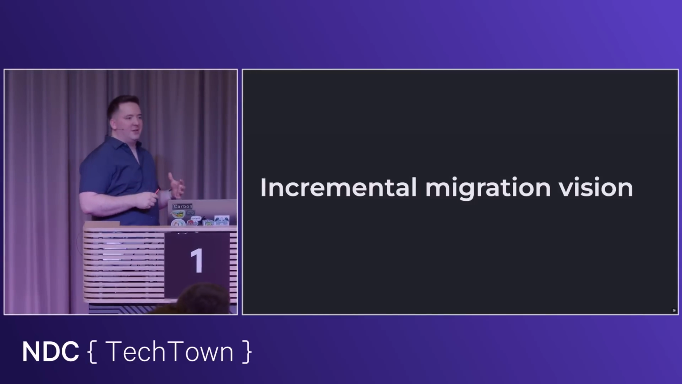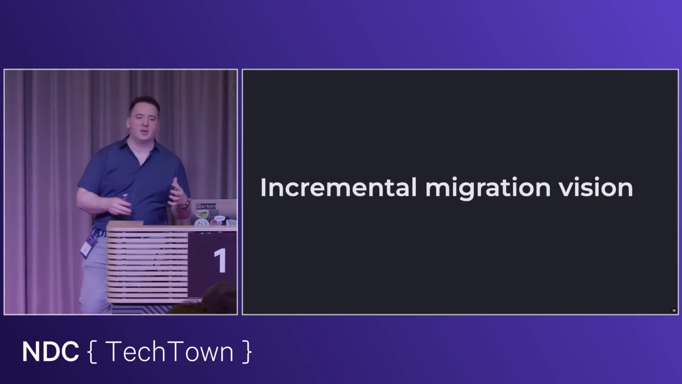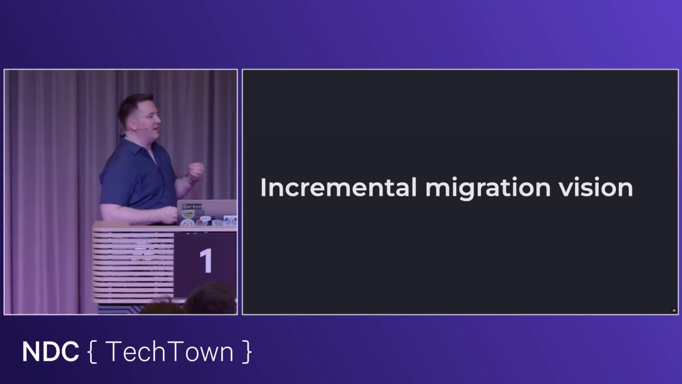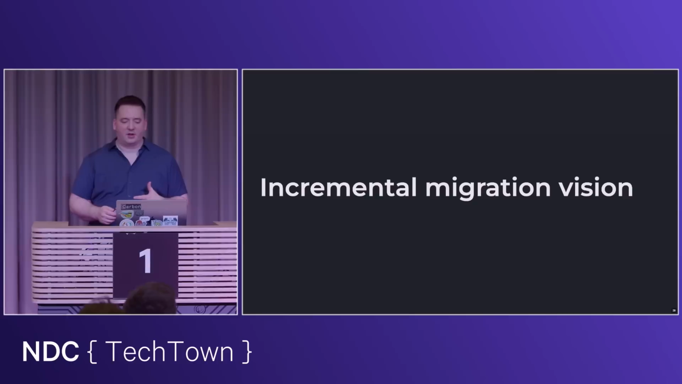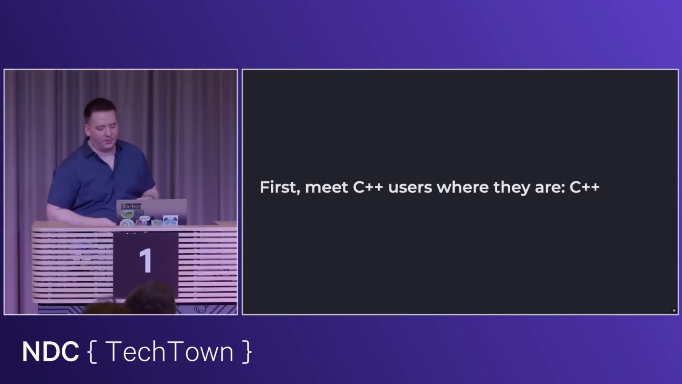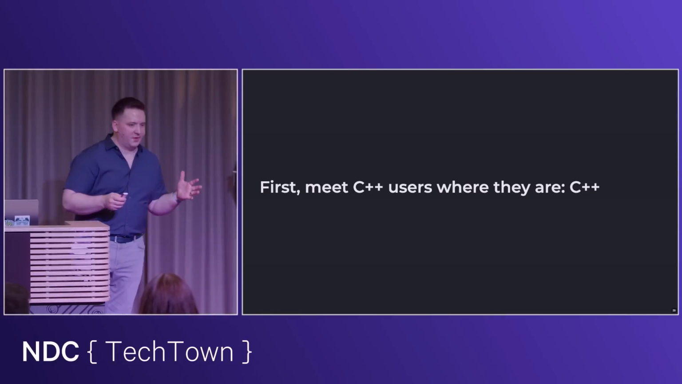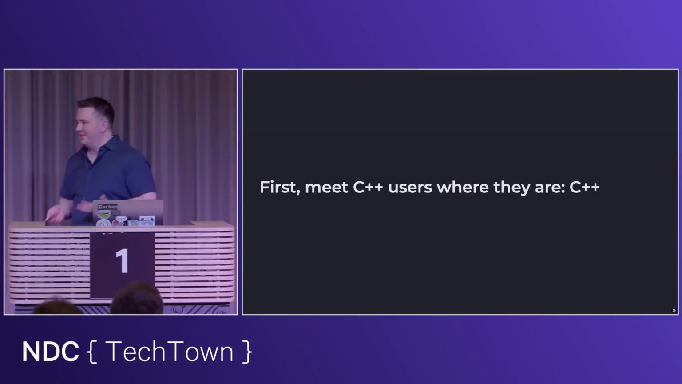So that means I need to explain Carbon's incremental migration vision. This isn't something we've really had a good set of chances to talk about, but we have a very specific idea for what it needs to look like to migrate from C++ into Carbon. I'm going to try and walk all the way through that with you today. So first, we have to meet C++ users where they are, and fundamentally, they're C++ users. They're using C++. So that's actually where we start.